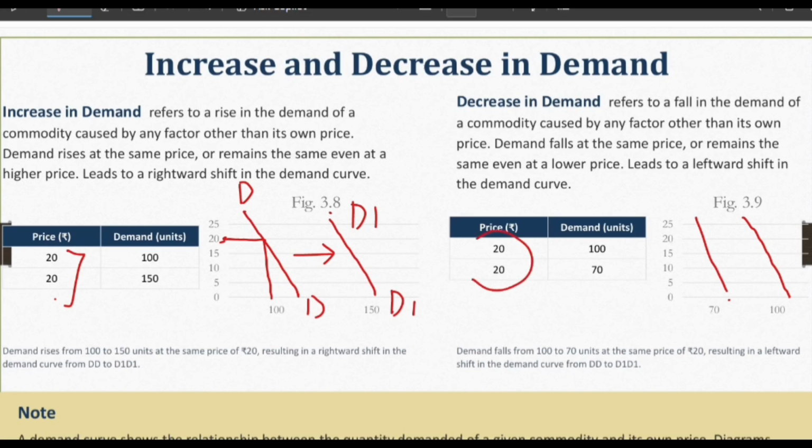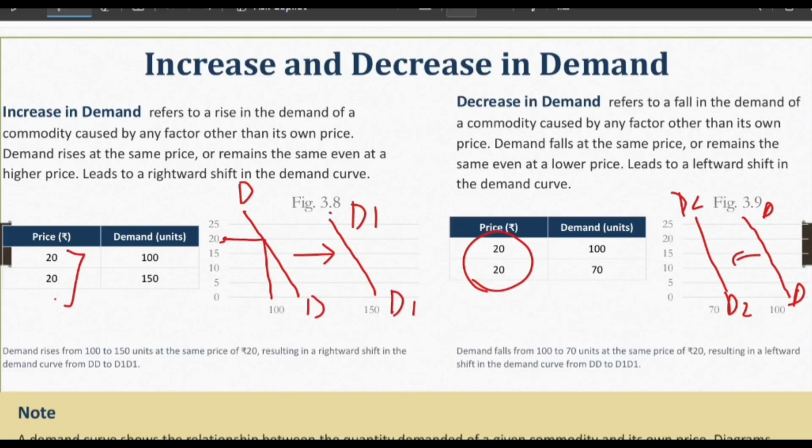Whereas if you can see at the same price 20, it is affected by factors other than the price of the commodity. Here, earlier it was 100 at price 20, now it has fallen to 70. So let us suppose it was DD, so this is D2. Here a leftward shift has taken place.